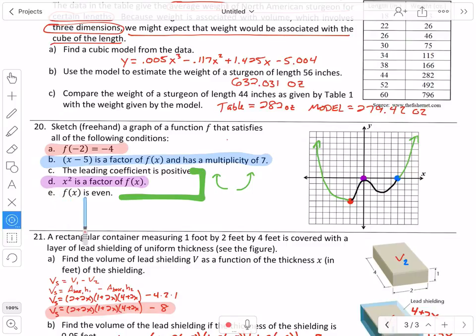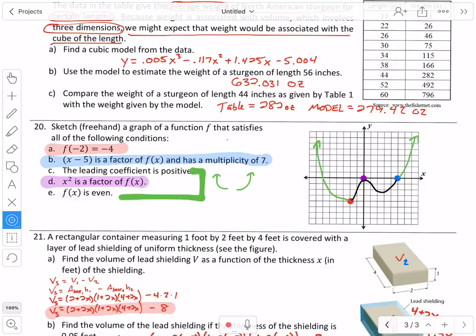E, f of x is even. If it's even, we combine that with c. That means that it opens up going left and right, or it opens down going left and right. The end behavior is the same. Since the leading coefficient is positive and it's even, it has to open up as you go left and right.